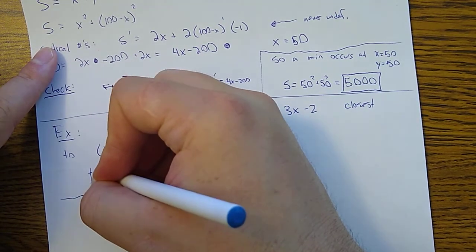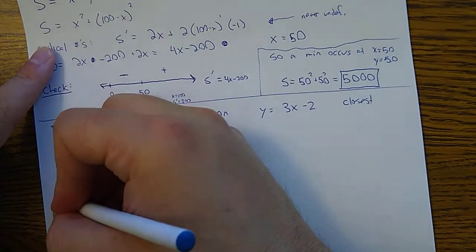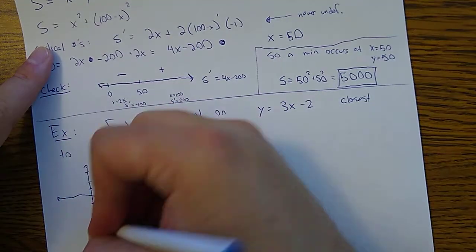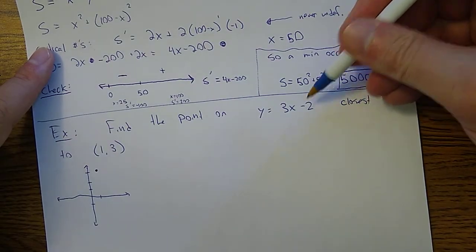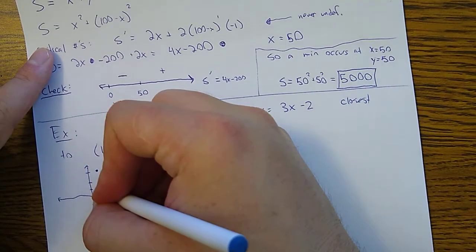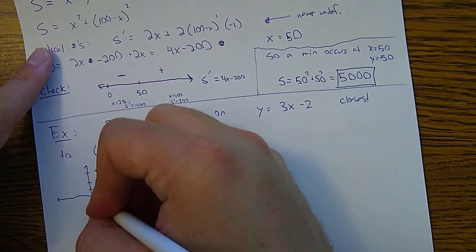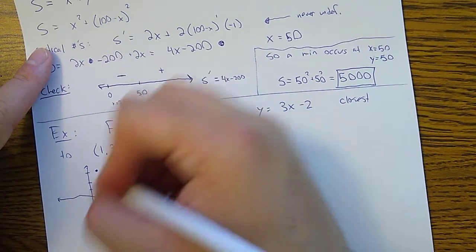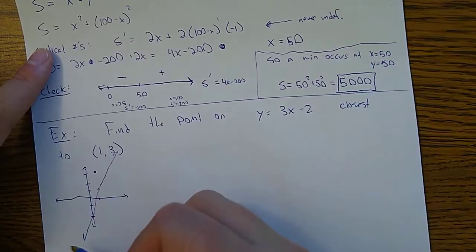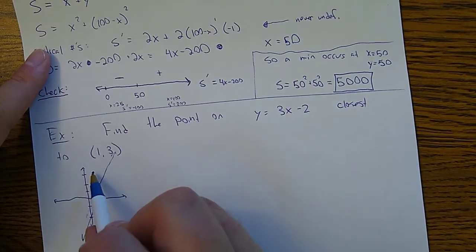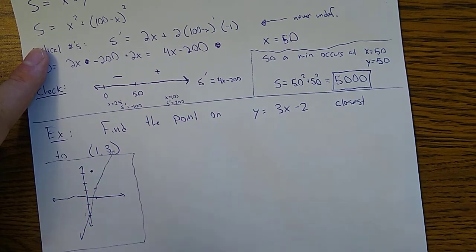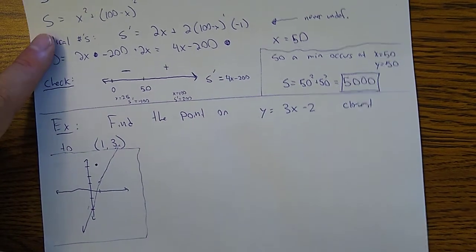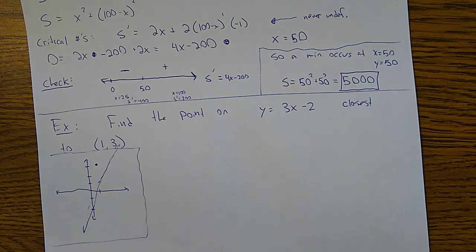I'm not the world's best artist, but let me just illustrate this. So here's the point 1, 3, and then the line y equals 3x minus 2 would be like here. So I want the point on this line that's closest to this point. But this picture isn't really going to help us do it. I just wanted to show you what we were doing.